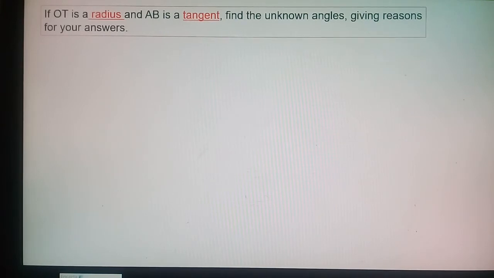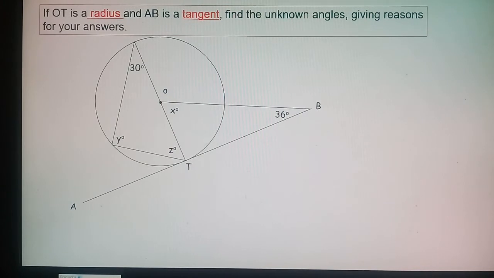And they say AB is a tangent. In Dr. Cape Town, we have T. They talk about a tangent. What do we have to know on tangent? We have to know the tan-chord theorem. Before you solve the problem, they say find the unknown angles, giving reasons for your answer. We have our diagram there, and our tangent. There is something special about a tangent, and we have to remind ourselves of that, and we have a radius, all those things.